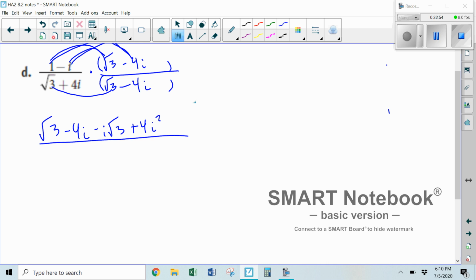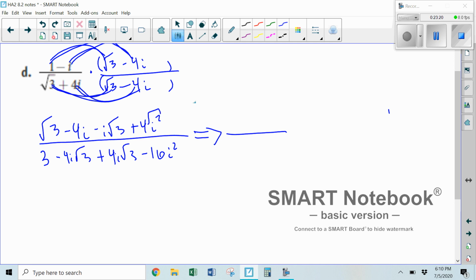That's going to be 3, minus 4i root 3 plus 4i root 3 minus 16i squared. Maybe you like working vertically. I'm going to do it horizontally for this to simplify. So let's go ahead and simplify the top.